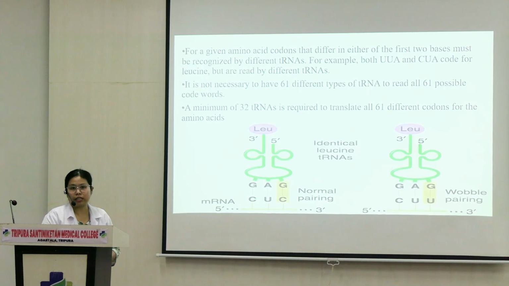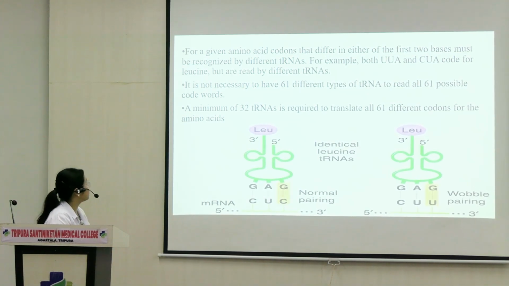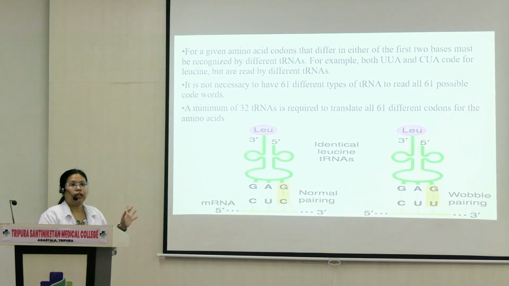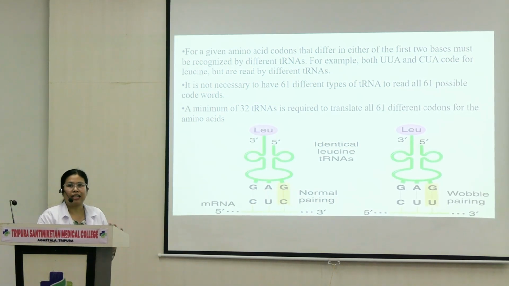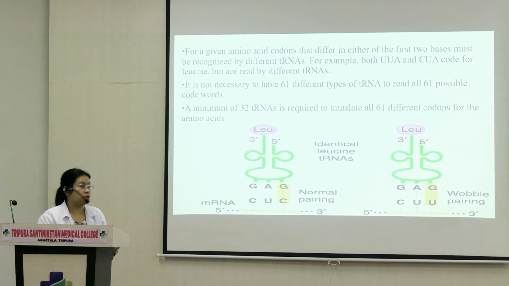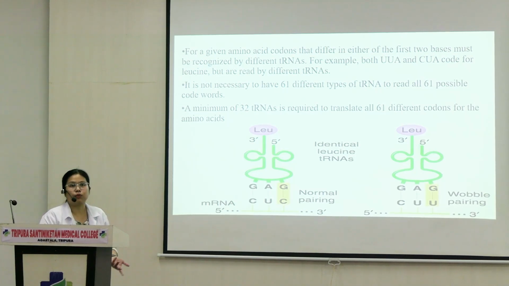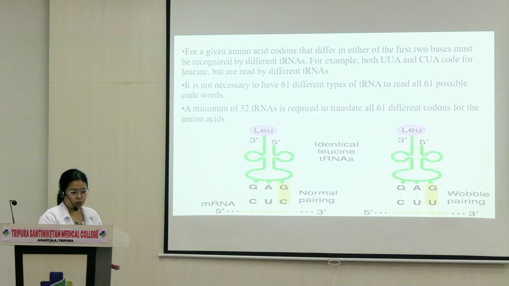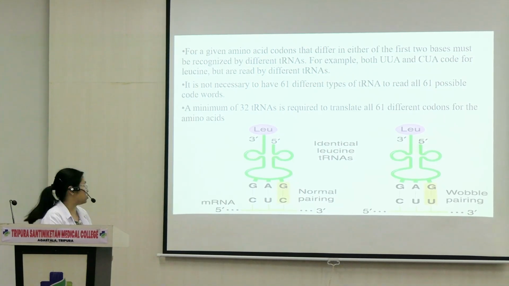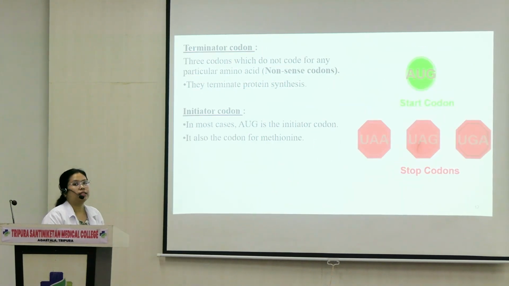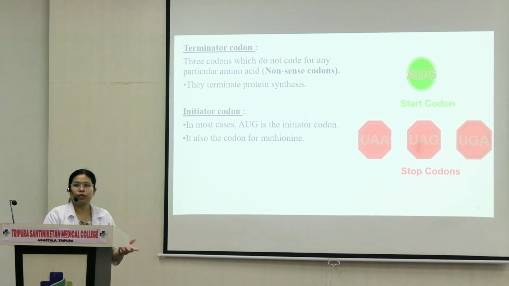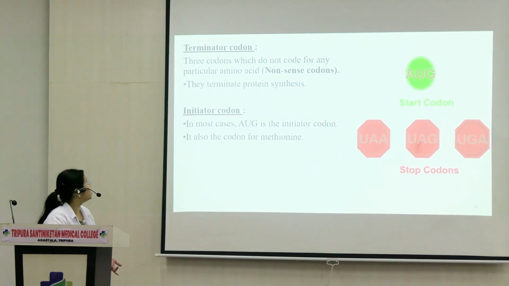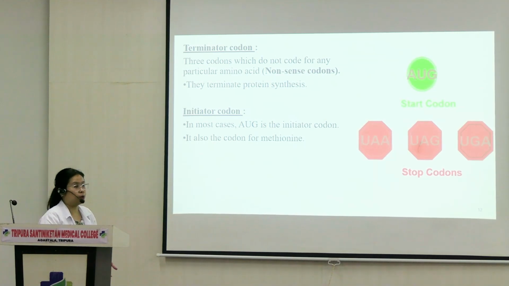They will have different tRNAs representing them. So from this whole story we understand that each codon doesn't need 61 tRNAs. Only 32 of them are enough to identify those codons. Then there is something called termination codon. Termination means it stops protein synthesis. So those are termination codons or stop codons.